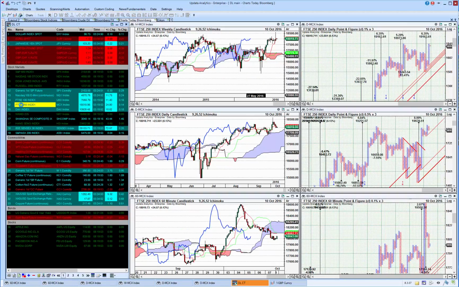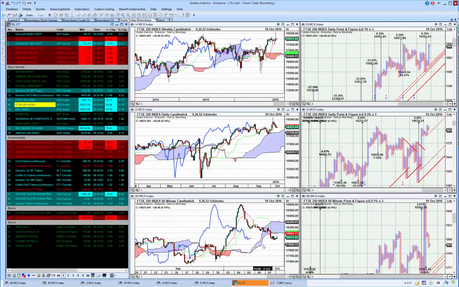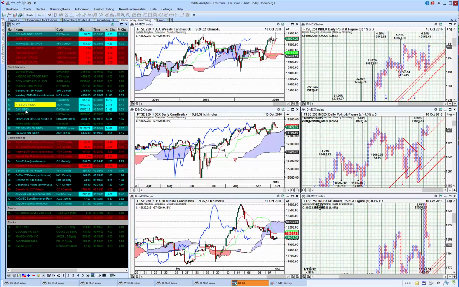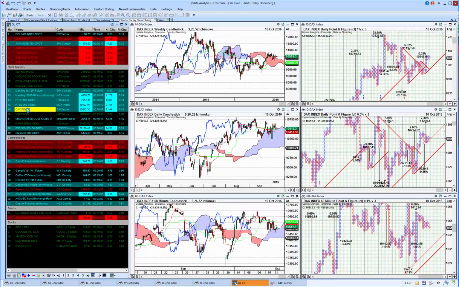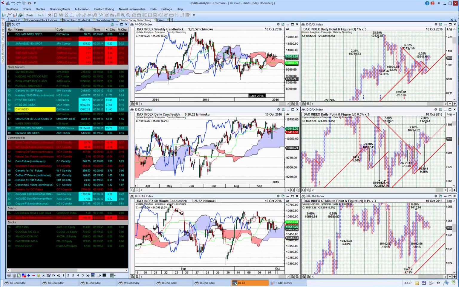The FTSE 250, again, not quite as bullish. The upside potential is not quite as high, and we are just flirting with some bearishness here on the 60-minute chart. This is the more domestic index, so we shouldn't be surprised to see the large caps benefiting from the weak pound.